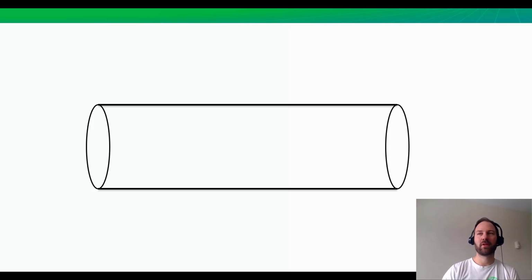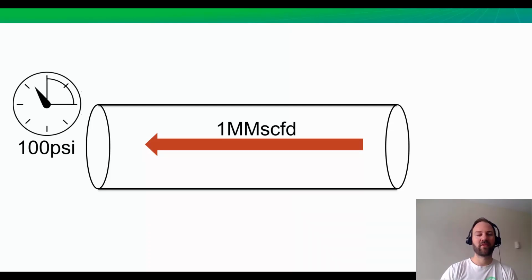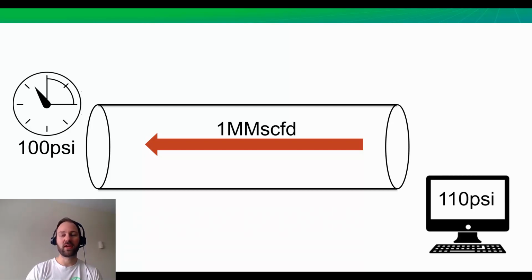Now, to give you an idea what I'm talking about, let's imagine that we have a pipeline and there's a million cubic feet a day flowing through it. We know the pipe diameter and length. And we have a known measurement on one side of the pipe, 100 psi. This might even be a compressor inlet pressure. So we can use an equation or a pressure loss correlation to calculate what should the pressure loss be in the pipe and what should the pressure be on this side of the pipe. In this case, 110 pounds, saying that we're losing 10 psi along this pipe.